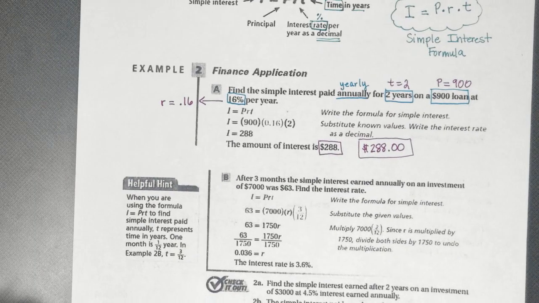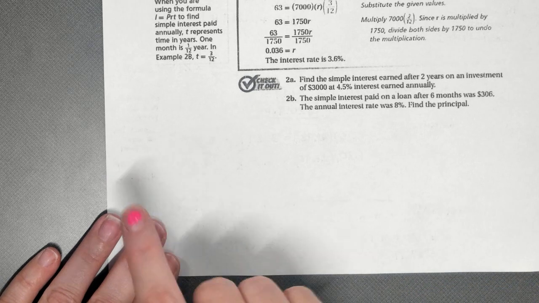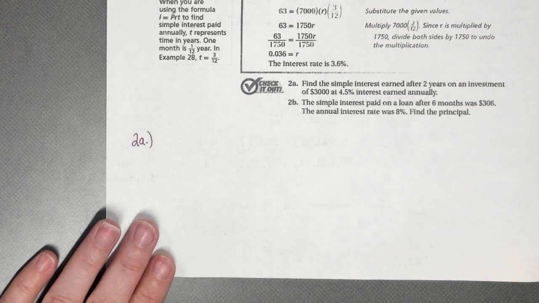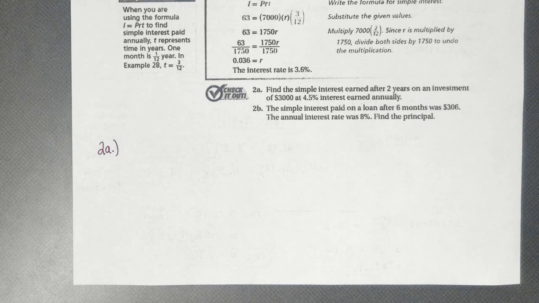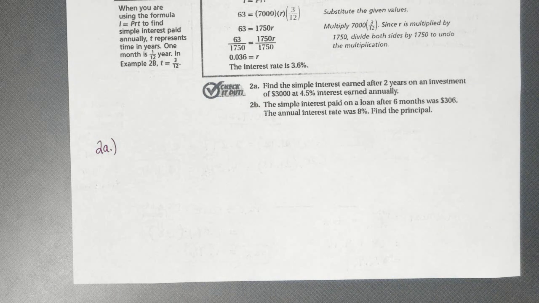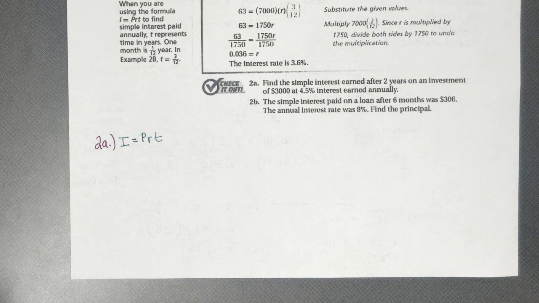All right, so now we're gonna do 2A. We're gonna do it over here because we're gonna give ourselves more room for 2B. All right, so you write 2A for me. I'm going to give you a few seconds. I just want you to box in all of the numbers in your story problem. So find the simple interest earned after 2 years on an investment of $3,000 at 4.5% interest earned annually. So all I want you to do is box those in for me, okay? Once you've boxed those in, you can write your equation.